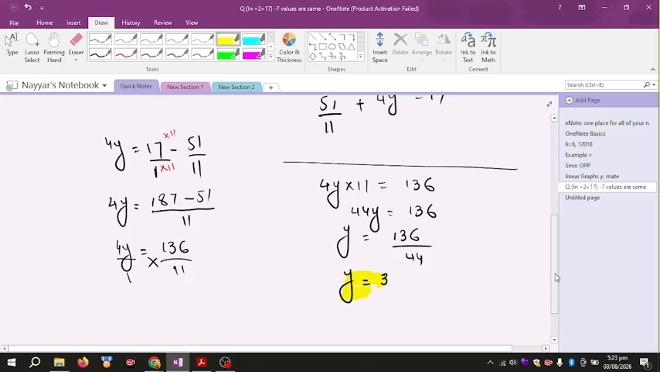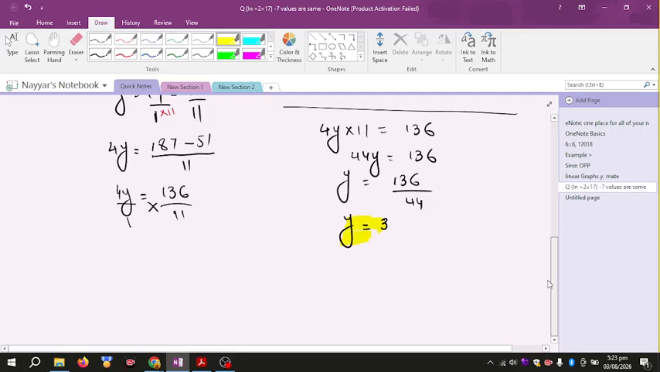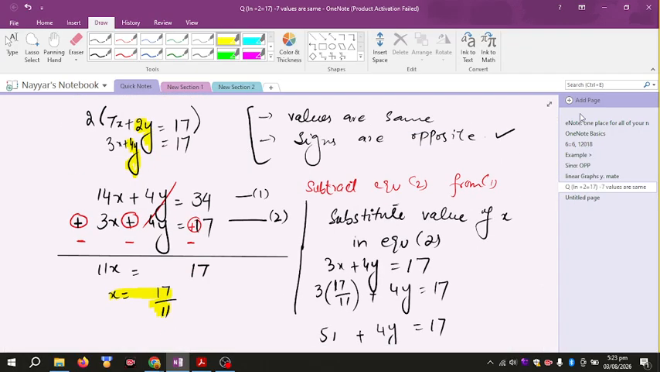So this is how you have to find out the values of the variable, and if the values are not same in simultaneous equations, you have to make them same to eliminate the variable. I hope that this is clear to you.